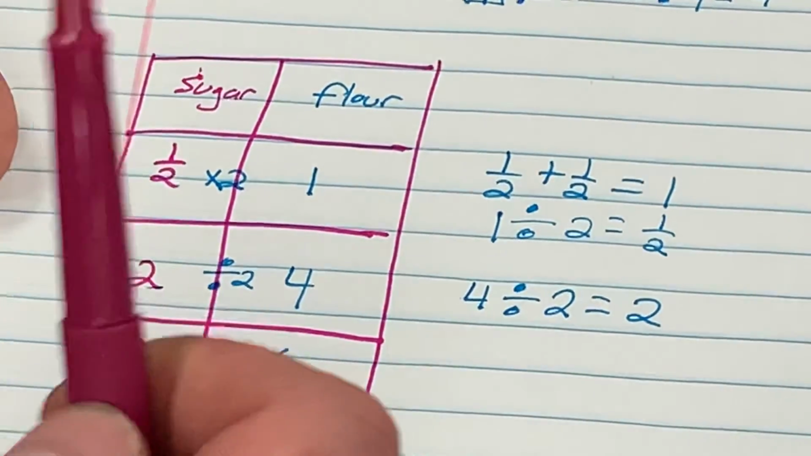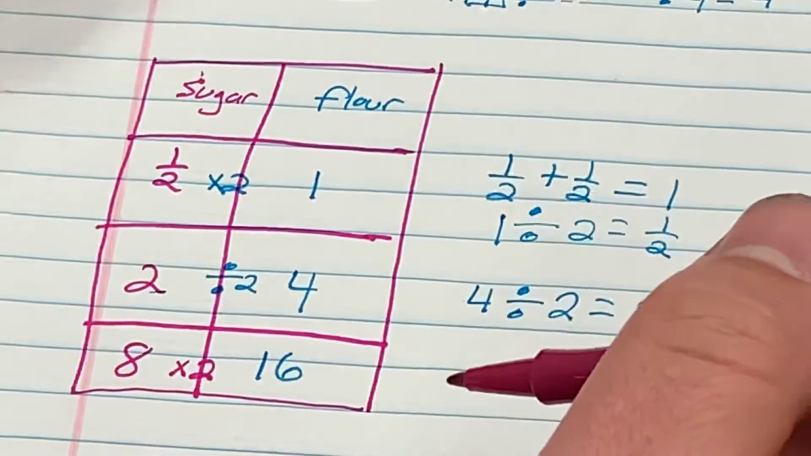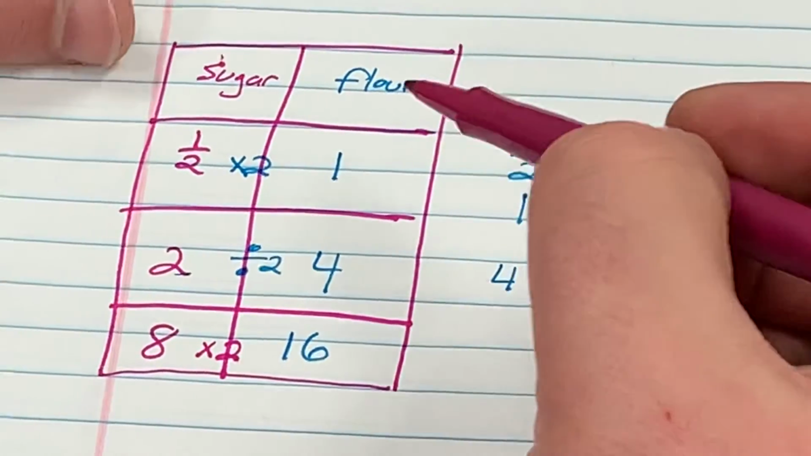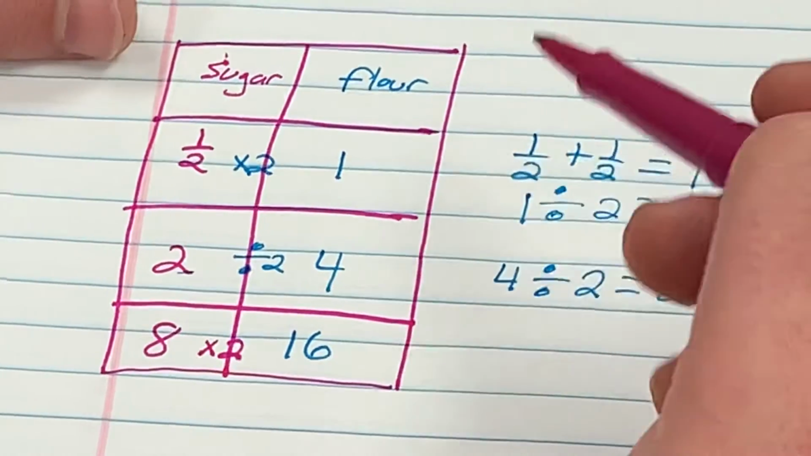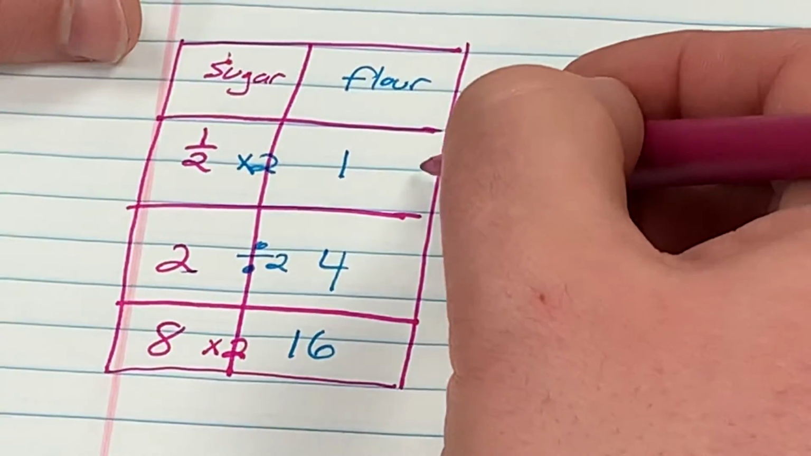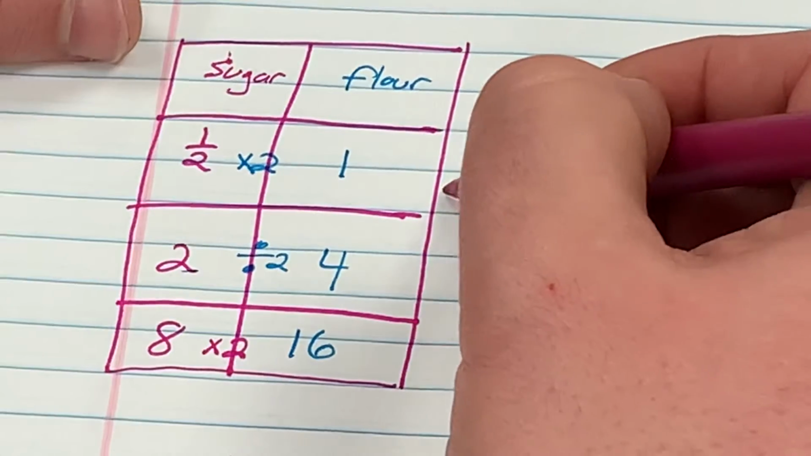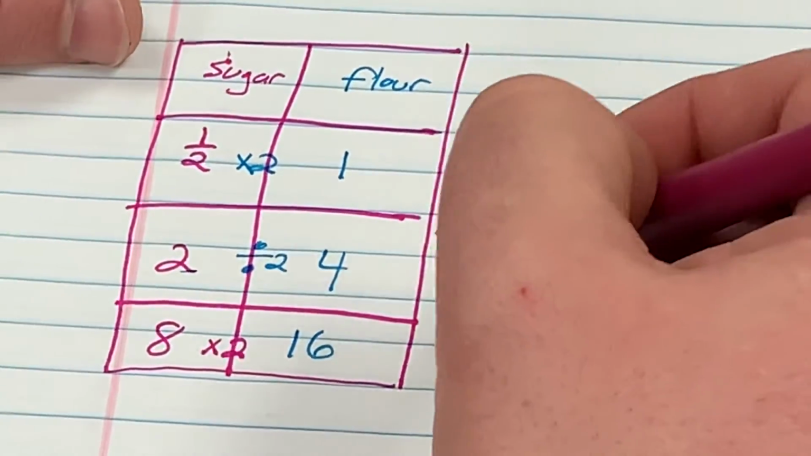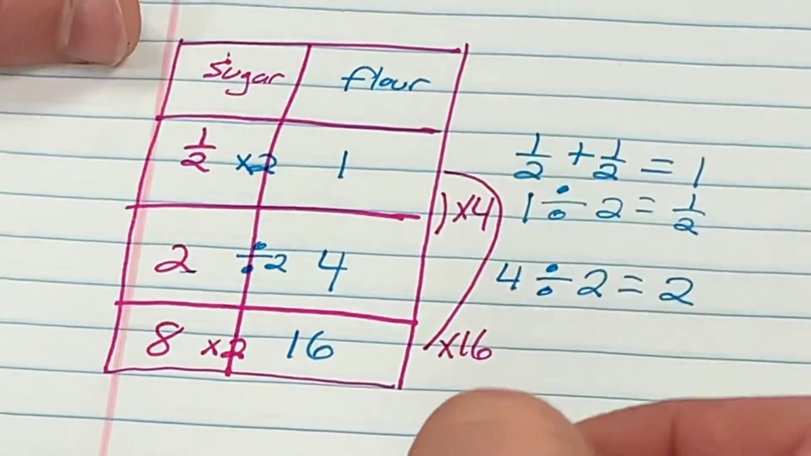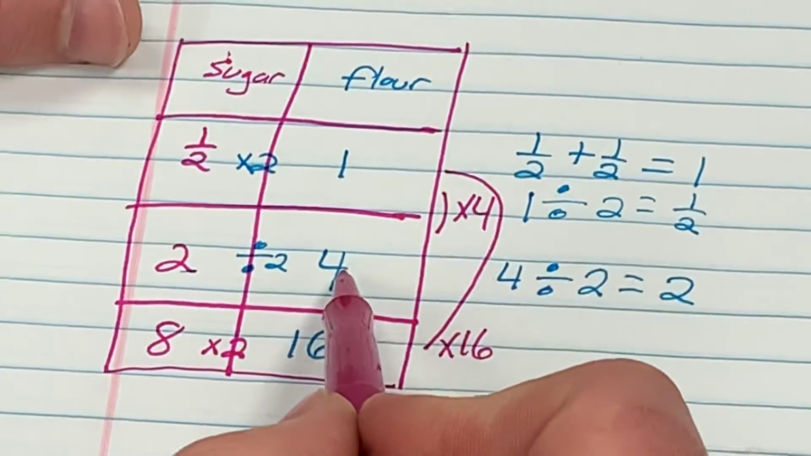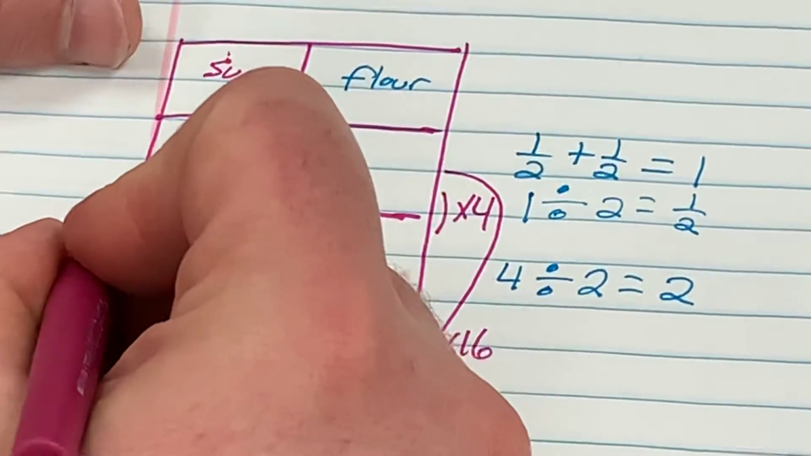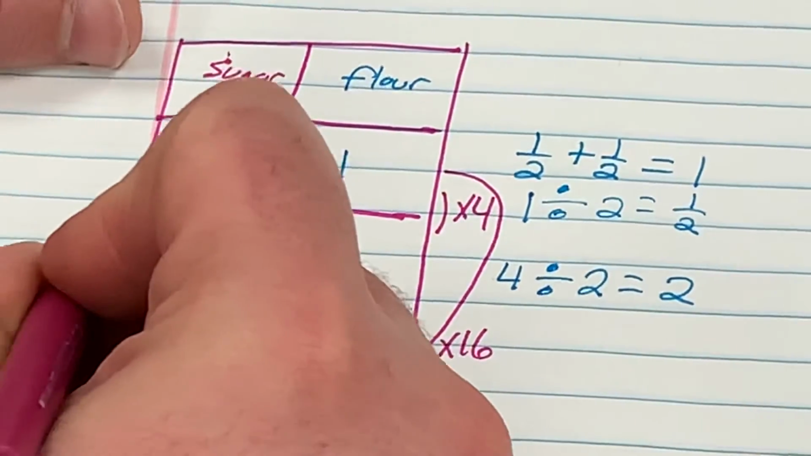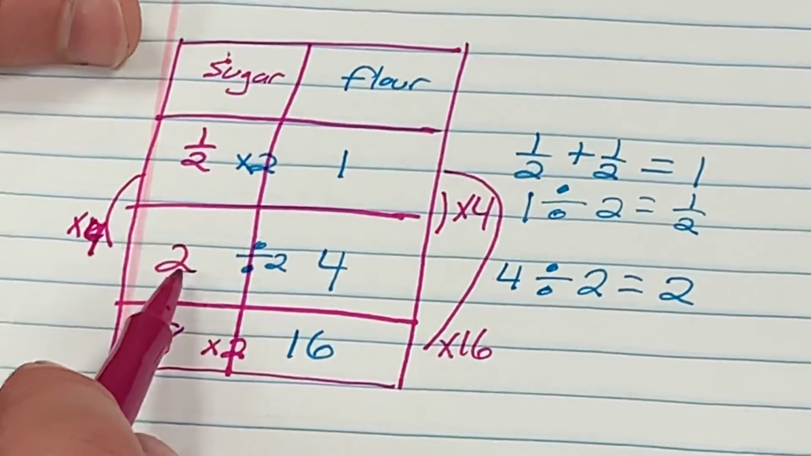Now we can use what we sometimes call in class the rainbow method, but really it's just a way to find that multiplicative relationship. I know that if I have 1 cup of flour and I'm going to 4 cups of flour, well, this is just 4 times bigger. And this down here would be 16 times bigger. If I'm making this 4 times bigger, I also have to make this 4 times bigger. So 1/2 times 4 would give us 2.